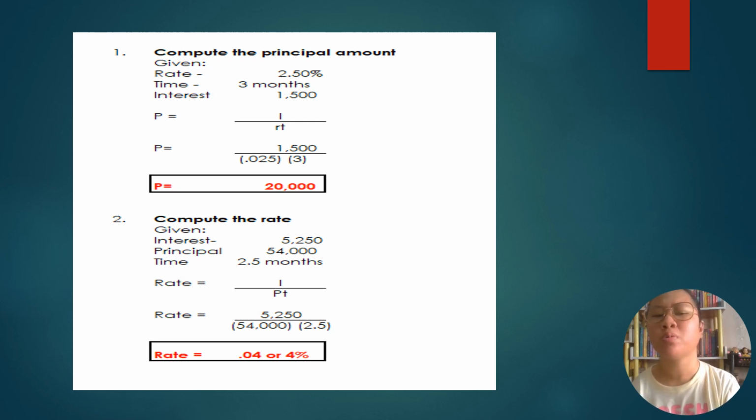Now, for number 2, let's compute the rate using the formula rate equals interest over principal multiplied by time. Given our interest 5,250, principal is 54,000 and time which is 2 months. Again, let's substitute the formula with the given information. So rate equals 5,250 over 54,000 times 2.5. So the rate is 0.04 or 4%.